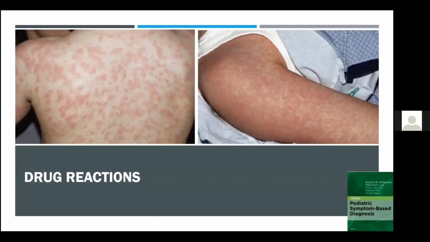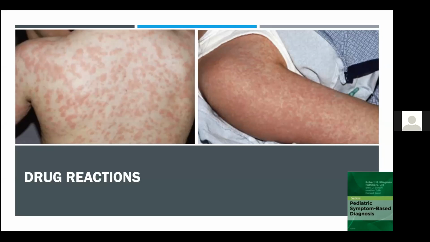And the morbilliform drug eruptions are often indistinguishable from viral exanthems, and they present up to 7 to 14 days after starting a drug. And as with most viral rashes, the rash starts on the trunk and spreads to the extremities. And examples of causative agents are aminopenicillins, cephalosporins, antiepileptics, and sulfonamides.